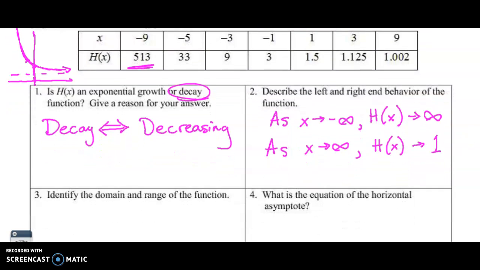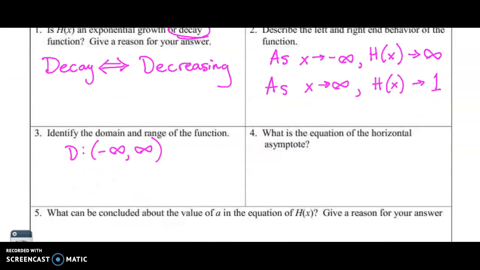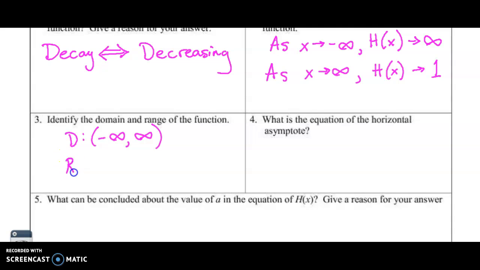Now the domain and range. I think using the graph is extremely helpful. To me, the domain in this problem is all reals. That should be the case for all exponential functions, but because we read the range from bottom to top, I'm going to go from the horizontal asymptote of 1, and it's going infinitely up.